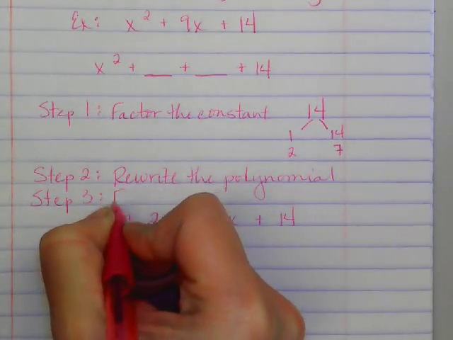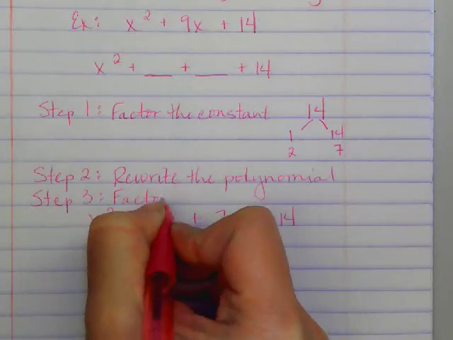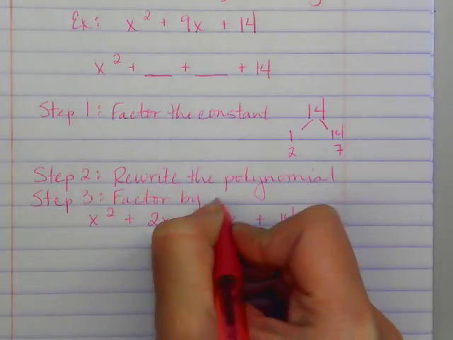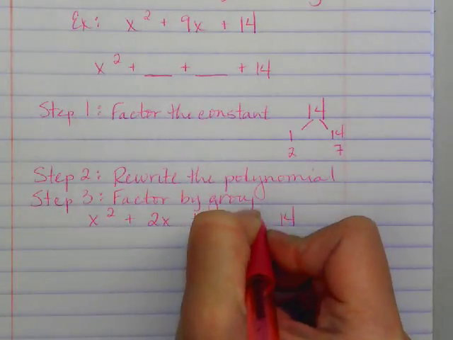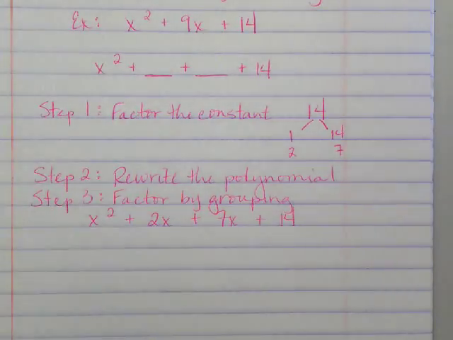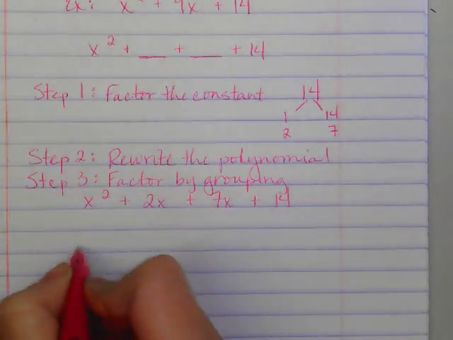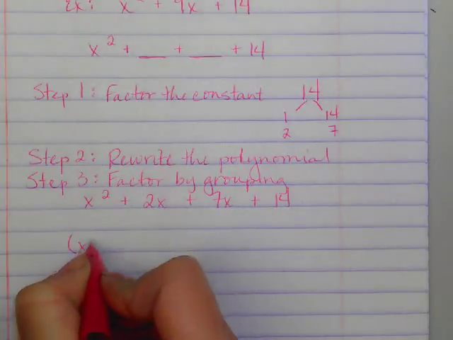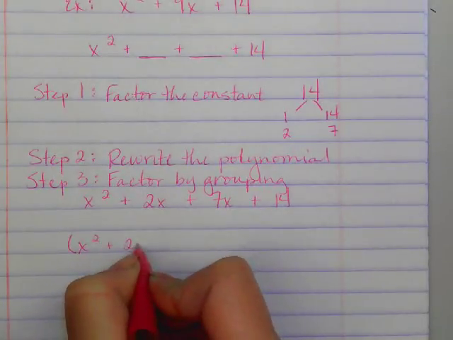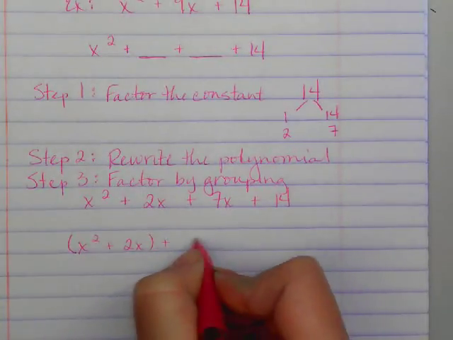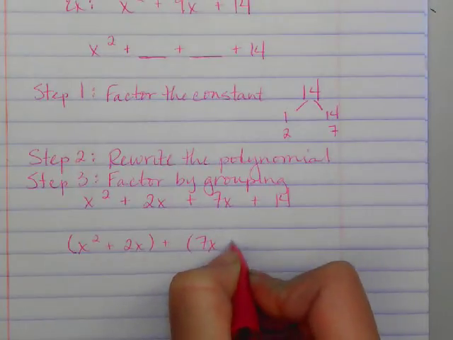What can we factor out of x squared plus 2x? I'm going to show you the box method in a bit, yeah. What can I factor out of the x squared and the 2x? An x. So if I factor an x out, x squared divided by x gives me x. 2x divided by x gives me what? 2.